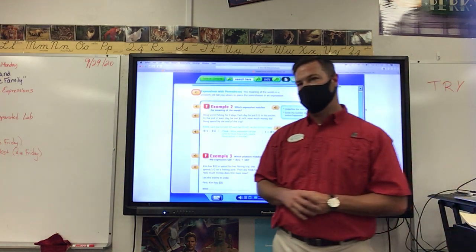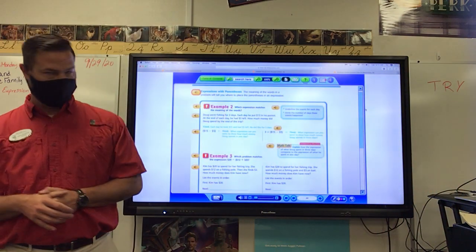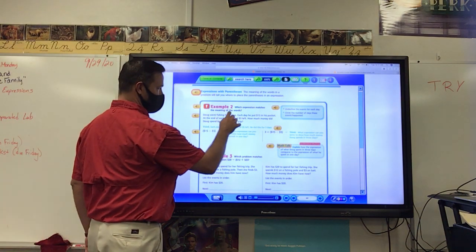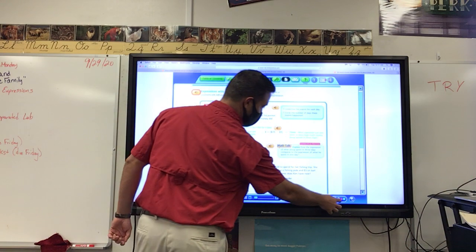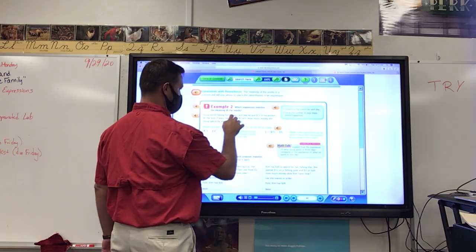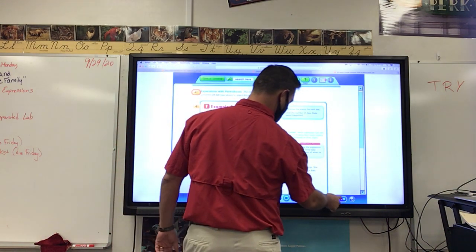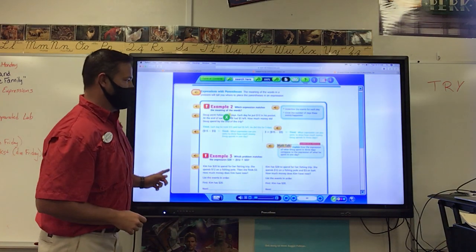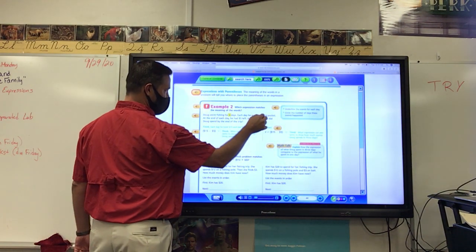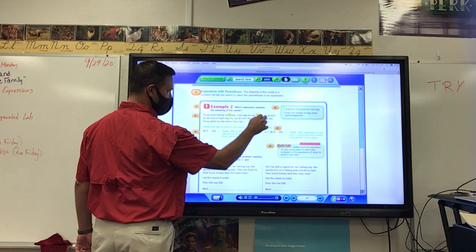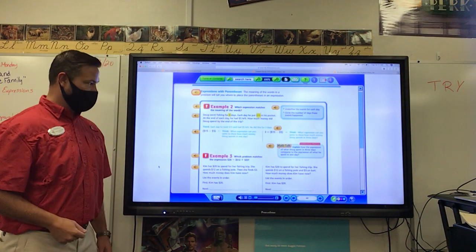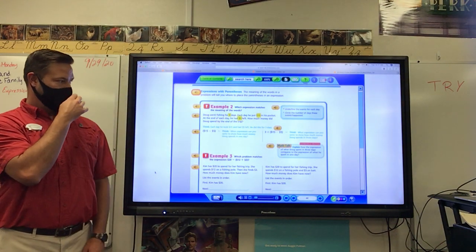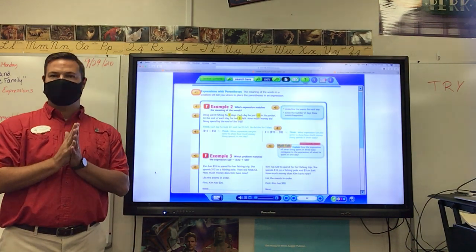Okay, example number 2. This is where they start getting tricky. Doug went fishing for 3 days. Each day, he put $15 in his pocket. At the end of each day, he had $5 left. How much money did Doug spend at the end of the trip?